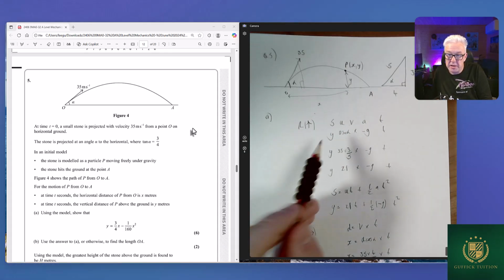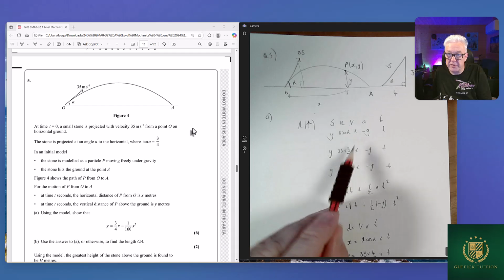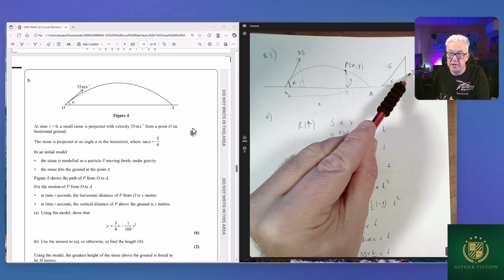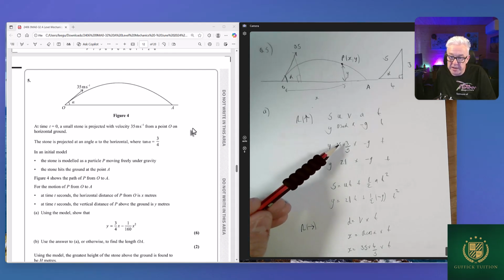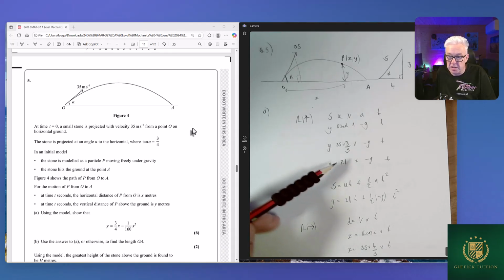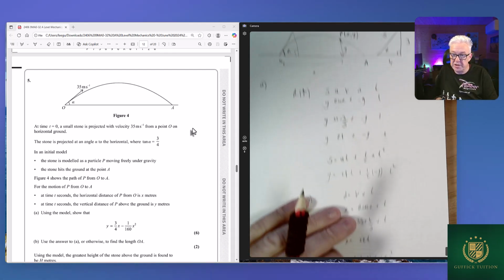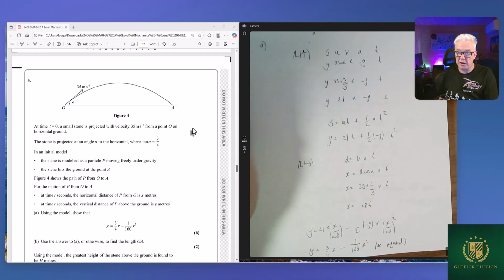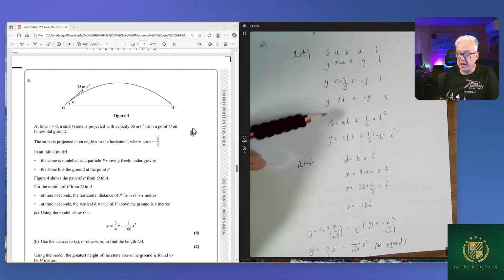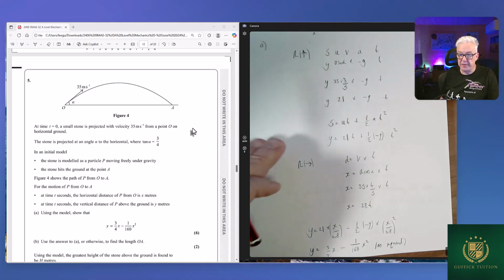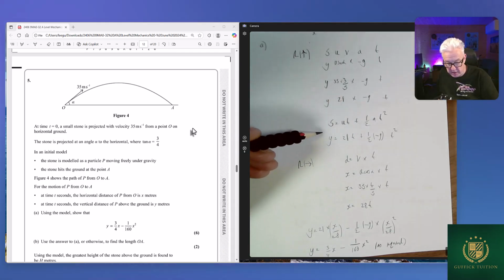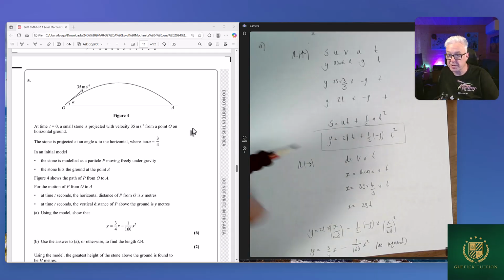So now u sine alpha is 35 times 3/5, because sine is opposite over hypotenuse. And when you work that out, that turns out to give us 21. So we write down our appropriate SUVAT, which is s equals ut plus a half at squared, and we sub in everything we know. So our u is 21, our a is minus g, and our t is just t. So we just leave that result there now, and now we resolve horizontally.